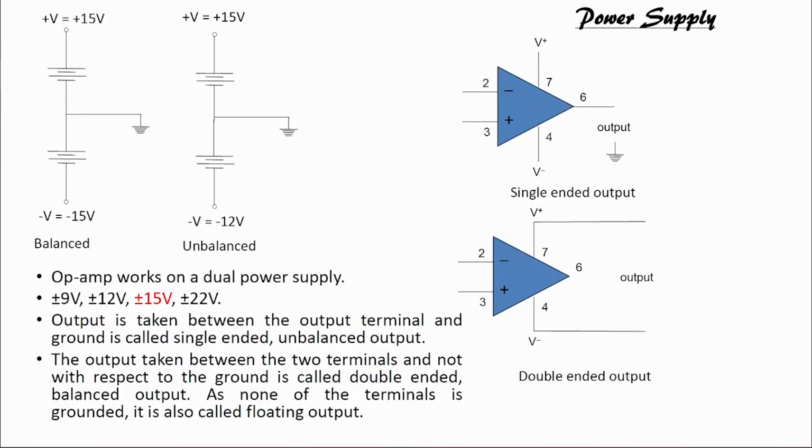Then we have seen balanced and unbalanced power supplies, and single-ended output and double-ended output. I will just skip this fast, just to make sure that balanced and unbalanced power supplies are used in several applications. In most applications you will see a balanced power supply, while some applications also use an unbalanced power supply. In the same way, single-ended output is with respect to ground, while double-ended output is not with respect to ground, which is why it is also called floating output.